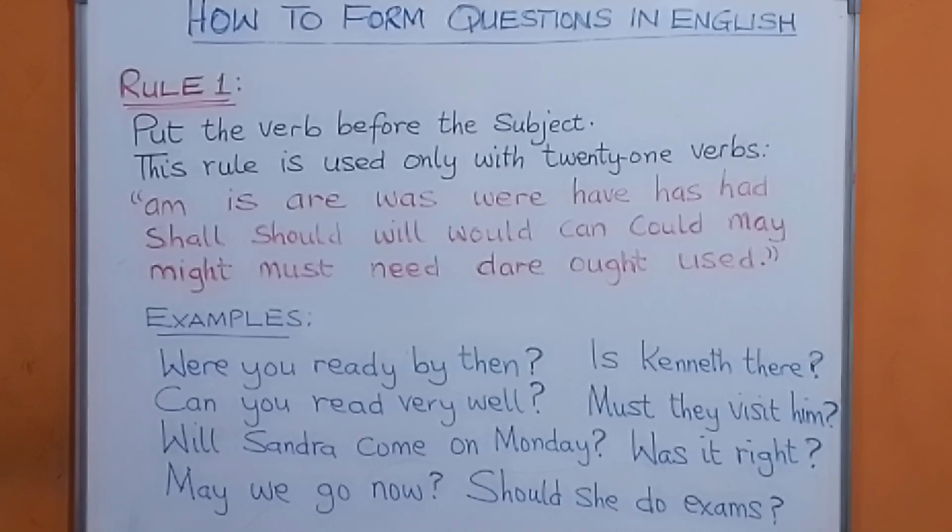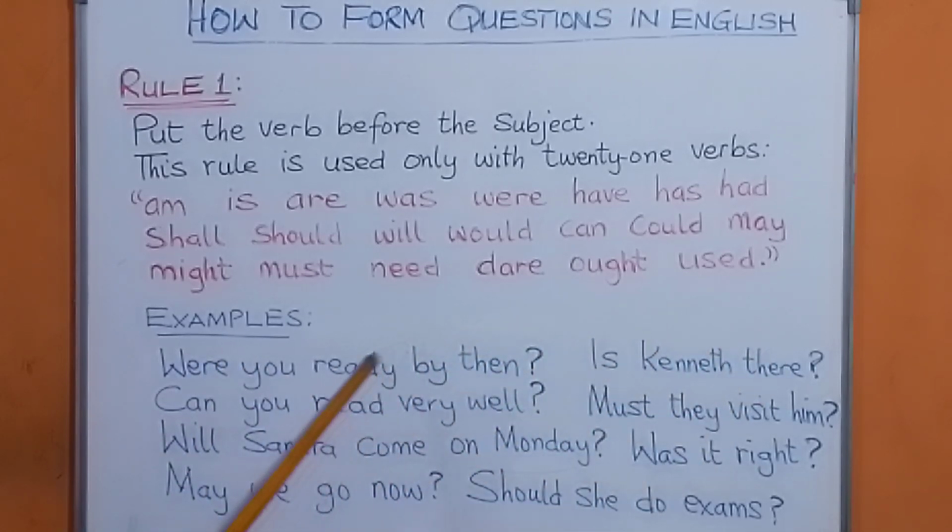Rule number 1. We're looking at 3 rules. Rule number 1, let's repeat that. Put the verb before the subject. And we use that only with the 21 verbs. Here, am, is, are, was, and so on. Examples. Were you ready by then? Were, the verb. You, the subject. Were you ready by then?